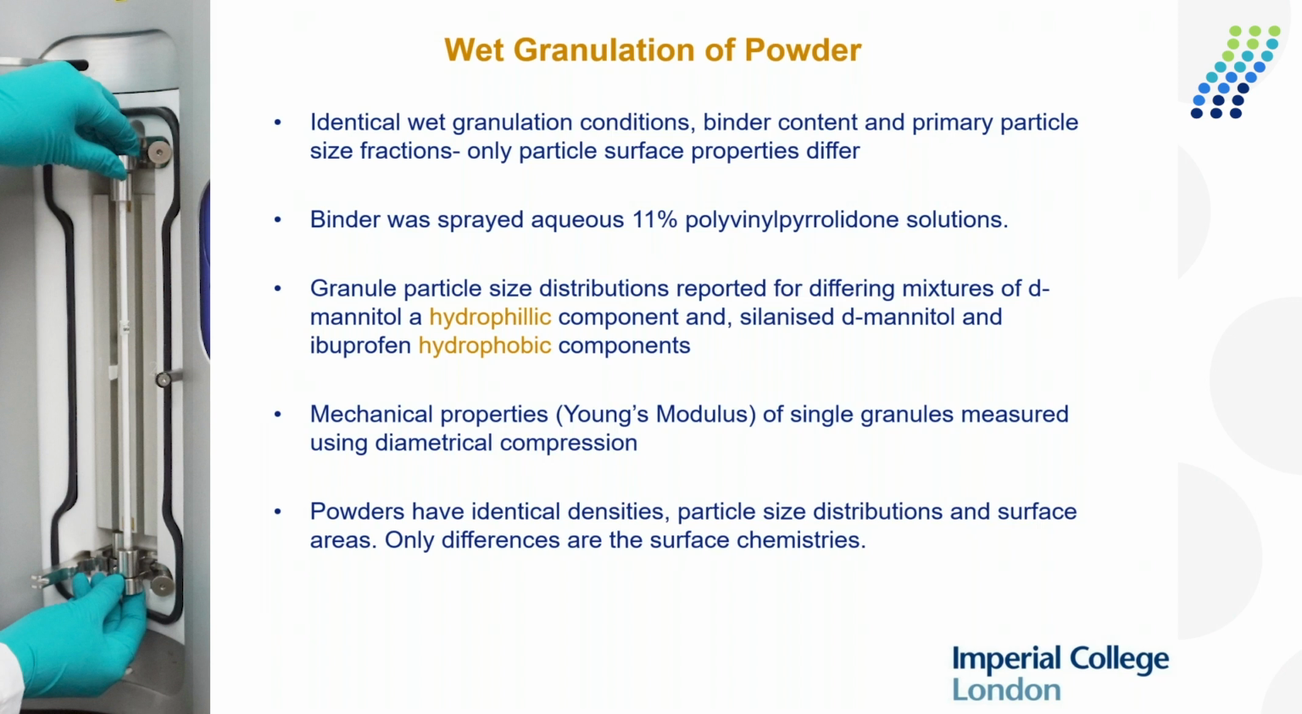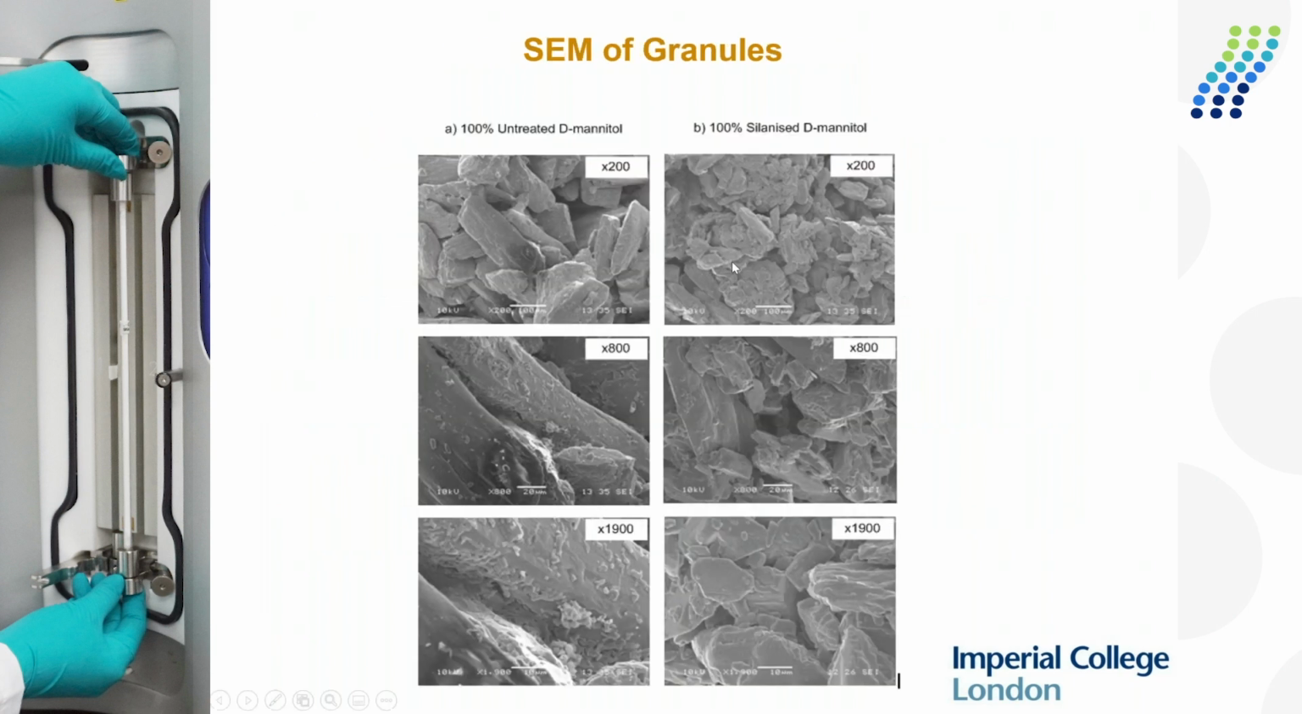But it's important to know that all the powders have the same density, same particle size, and the same surface area. The only difference is the hydrophobicity or hydrophilicity of them. That's the big difference. So if we looked under an SEM at the granules, here are some photographs of the granules, and the ones on the left are the untreated ones. Okay, so you can see the particles there, and these are some of the silanized ones here. So these are typical sort of granules that you get in wet granulation processes.